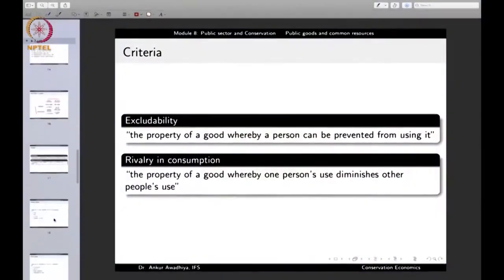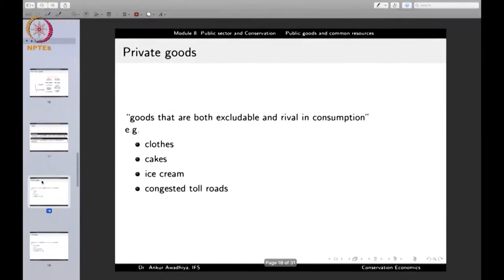And using these two criteria, we have four different categories. The first one is private goods. Goods that are both excludable and are rival in consumption. Clothes, cake, ice cream, congested toll roads.